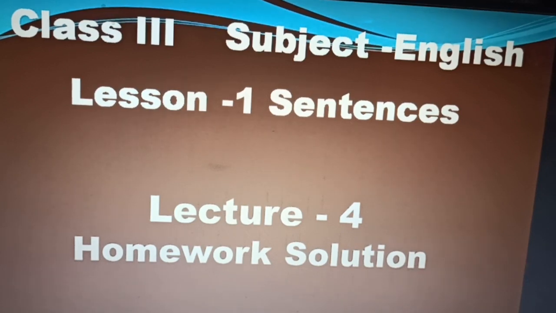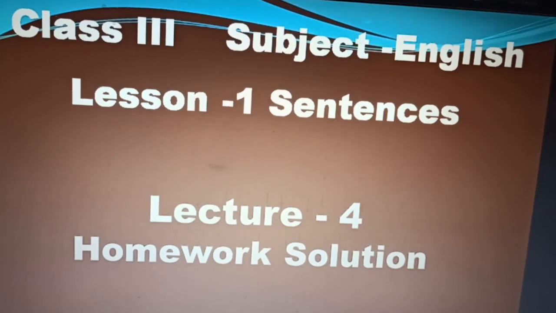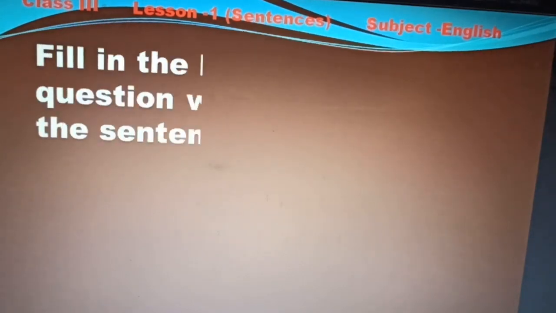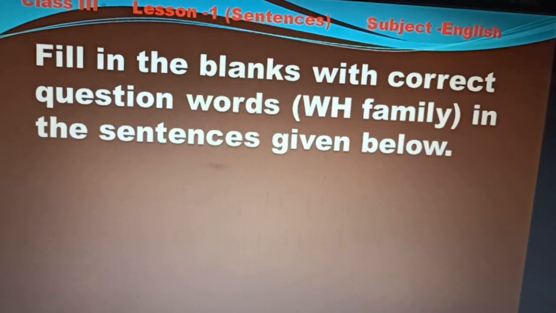In the previous lecture I told you how to make sentences, what questions are, and how you frame questions, and we also compared questions and statements. The homework given to you in the previous lecture was: fill in the blanks with correct question words, WH family words, in the sentences given below.